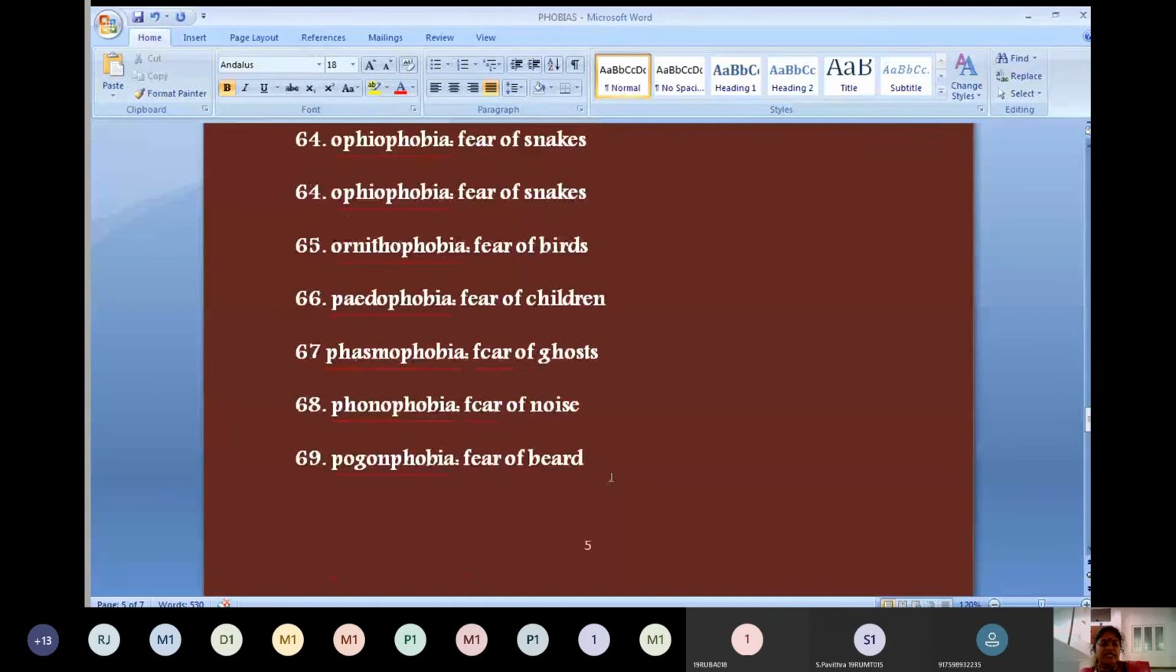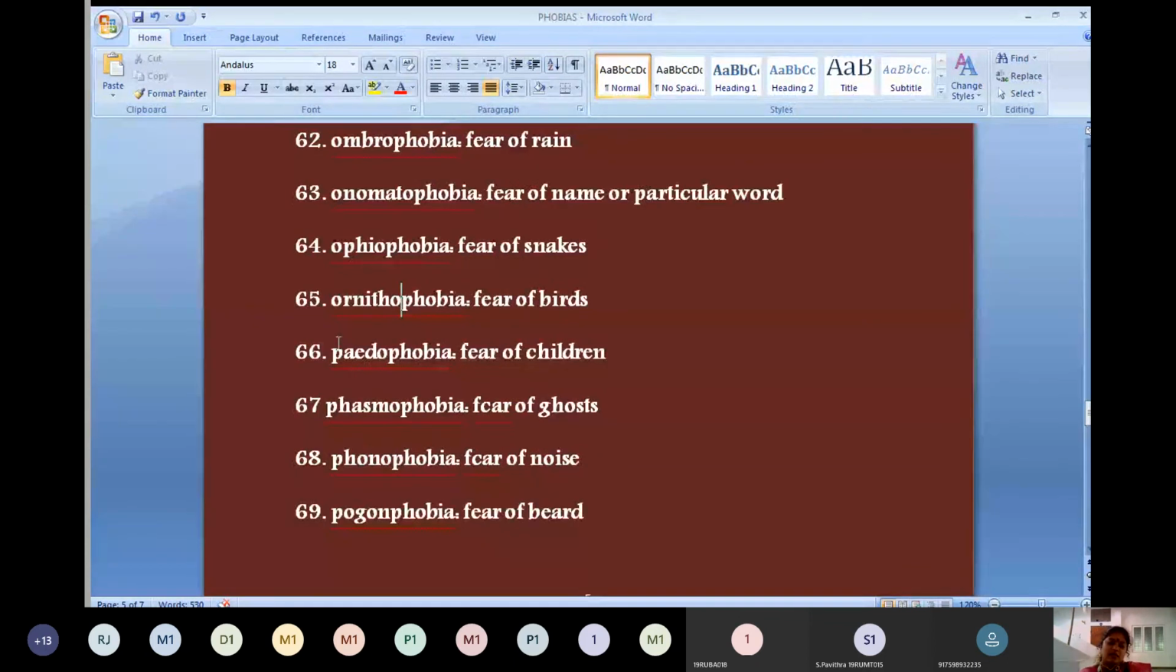Pedophobia. See, pediatrician is a person who is specialized for the children, the child specialist. So pedophobia means fear of children. Phasmophobia, fear of ghosts. பேய்கள் அப்படின்னா பயம். So phasmophobia. Phonophobia. See, the prefix phono means sound, noise. So phonophobia means fear of noise. Fear of beard. That's called pogonophobia.